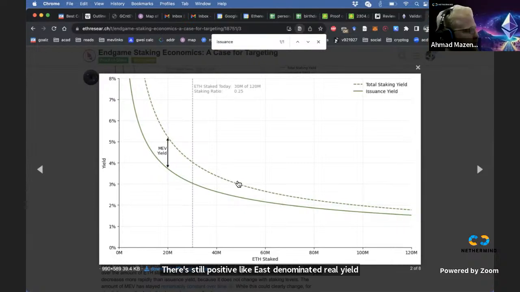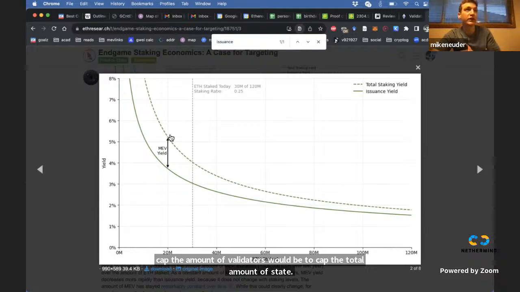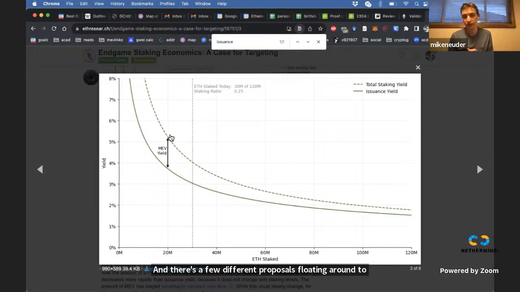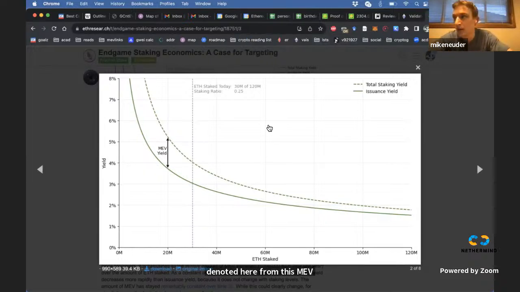Right. So another way to cap the amount of validators would be to cap the total amount of stake. And there's a few different proposals floating around for this. Obviously, there's 2 or 3 confounding things here. One is that the consensus issuance isn't the only reward that a validator gets, right? A validator also gets reward from the execution layer. That's denoted here as this MEV yield. Also restaking, and I guess general centralization pressures.